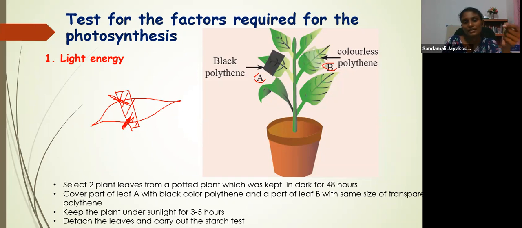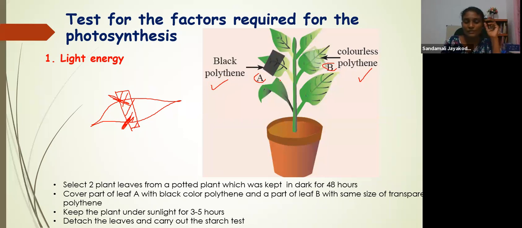Cover it, clip it. And then we have to take another colorless polythene paper and put it in the same way as this black polythene. So black polythene is our test. This is our control. Colorless polythene is our control. Black polythene is our test.